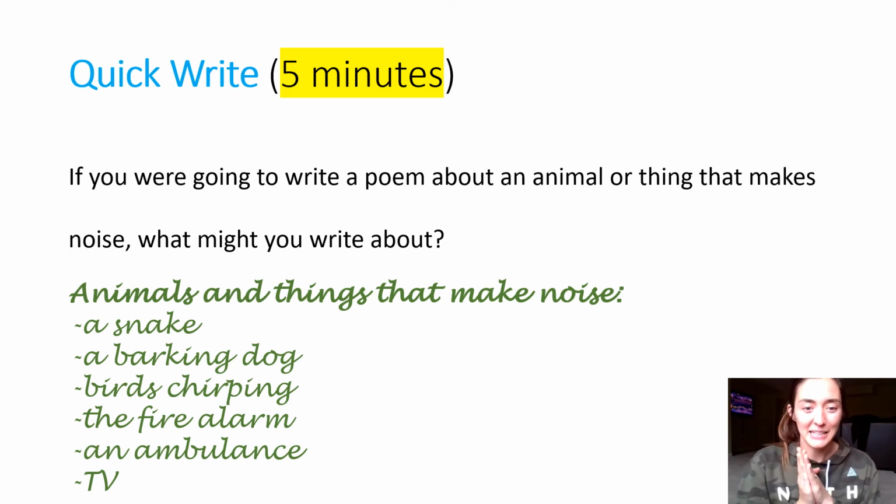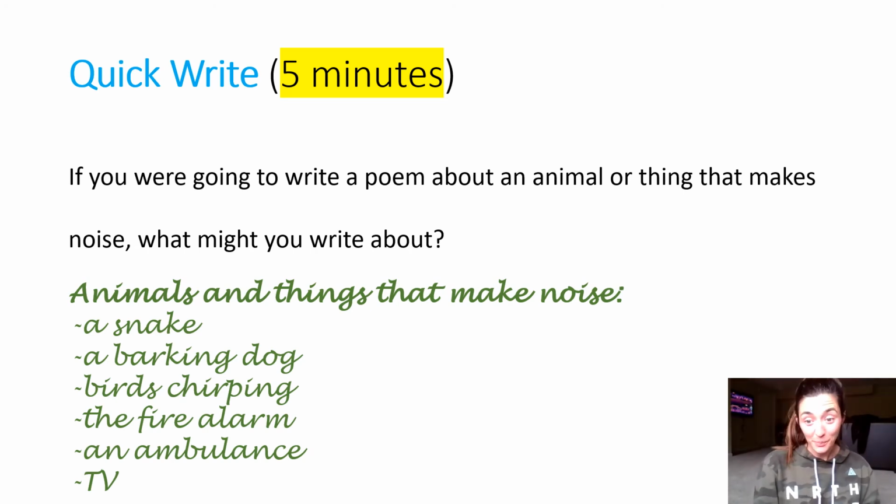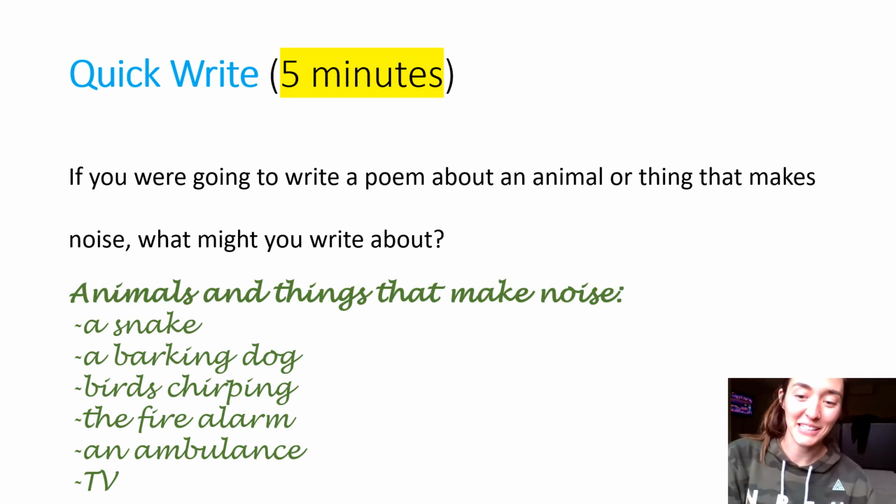I was really excited by the animals at first because you all know that I've been pretty fascinated with snakes lately, and snakes make a fun noise. I also thought it would be fun to write it in the form of a snake. A barking dog, right, because I'm thinking of Nigel. Birds chirping. And then I started thinking of the fire alarm.